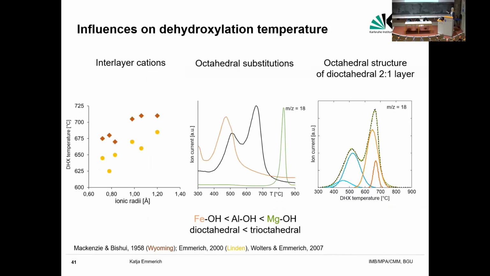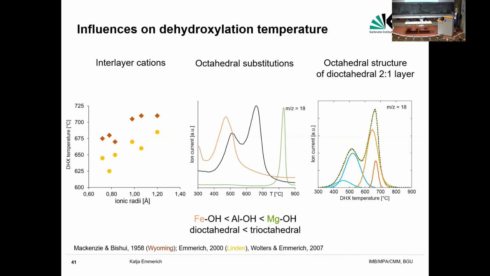Okay, I already explained the influence of the interlayer cations on the dehydroxylation temperature. We also saw examples for the influence of the occupation of the octahedral sheet. The bond between magnesium and the hydroxide groups is much stronger. That's why trioctahedral 2-to-1 layers, or in general, trioctahedral clay minerals dehydroxylate at much higher temperatures compared to the dioctahedral ones. And if you have a high iron content in the octahedral sheet, the dehydroxylation temperature is even lower.